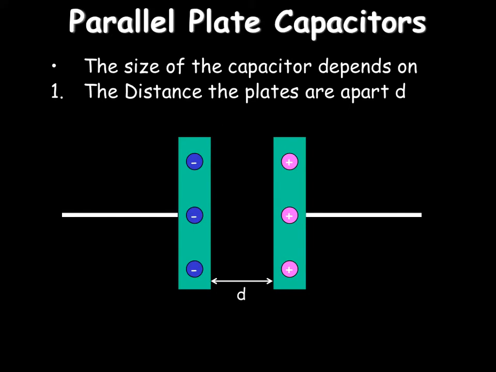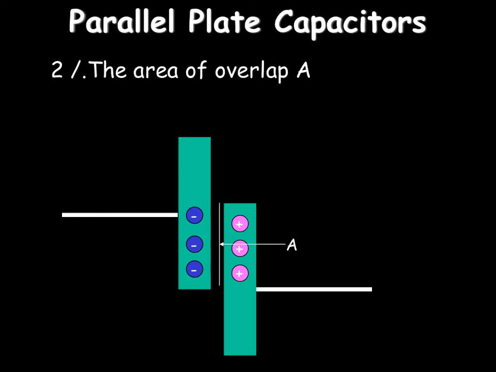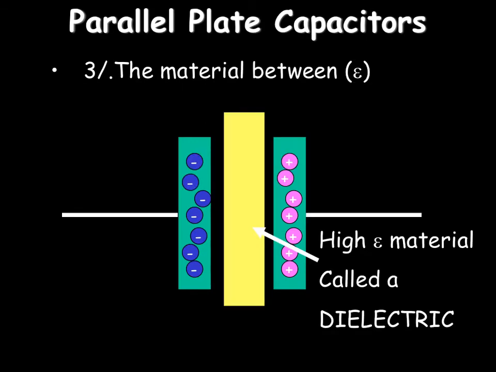Okay, so factors that affect a parallel plate capacitor, we've already discussed them briefly, but let's do them in slightly more detail. Distance between the plates, the further they are apart, the lower the capacitance. Area of overlap, and this is the area in which they're literally facing each other, and the variable capacitor changes this. It slides the plates up and down. And the material between them, called a dielectric.